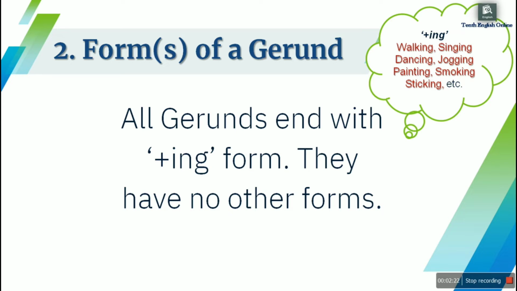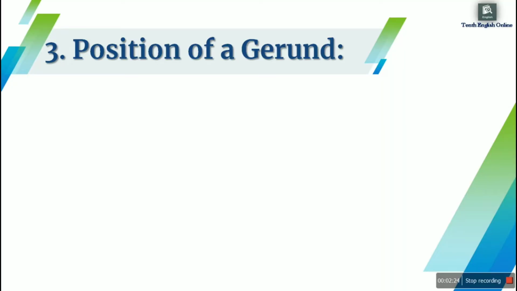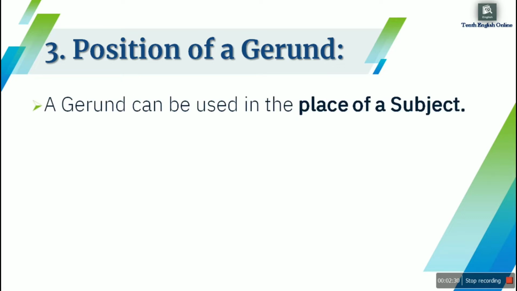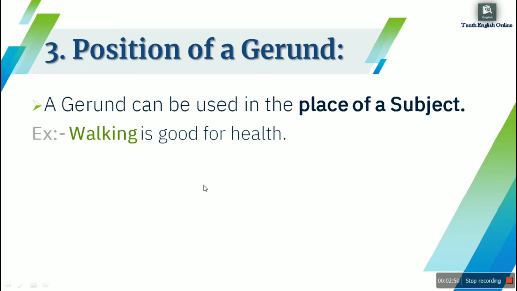Next, position of a gerund, where gerunds are placed in a sentence. Let's see the first one. A gerund can be used in the place of subjects. We know very well, my dear friends, a sentence has three parts: subject, verb and object. So gerund can be used in the place of subject. Fine. Let's see the example. Walking is good for health. So here walking is a word which is used in the place of subject. See, it is looking like a verb because it has ing form, but it is acting as a noun.